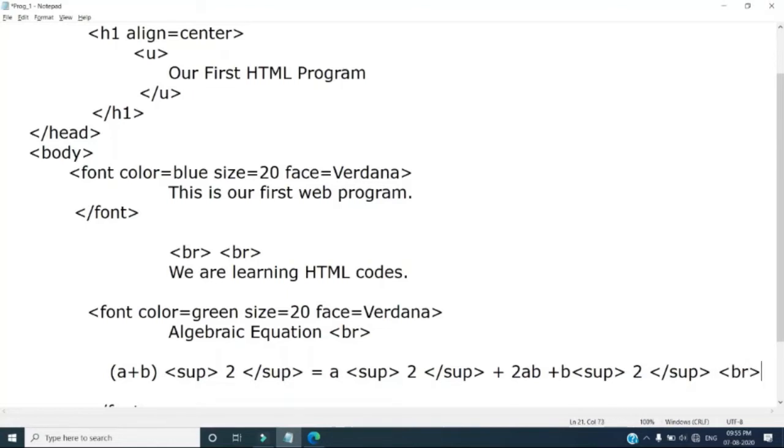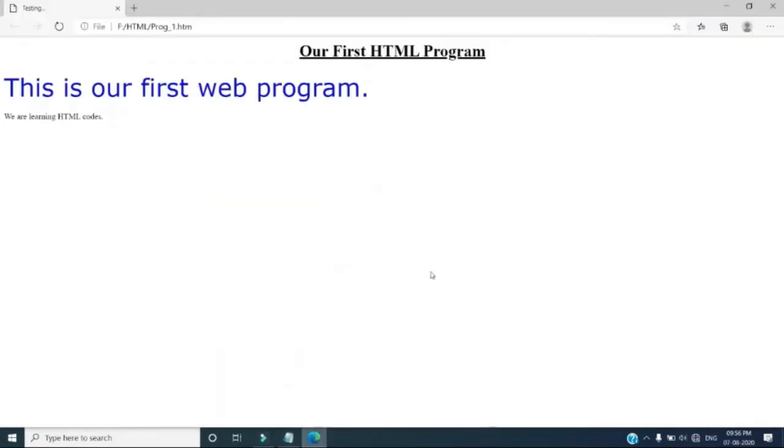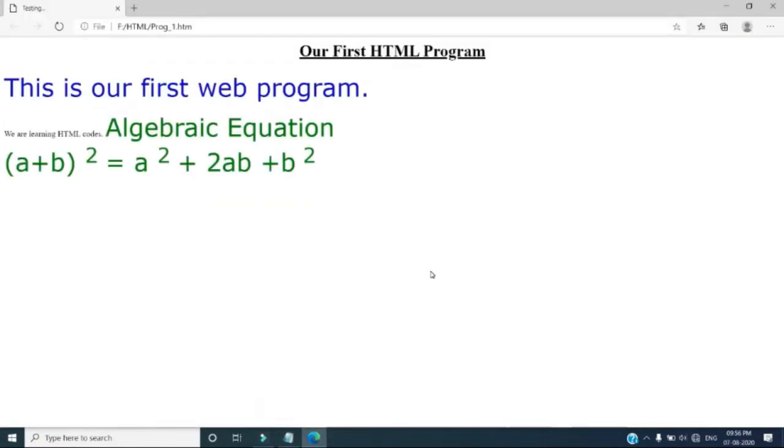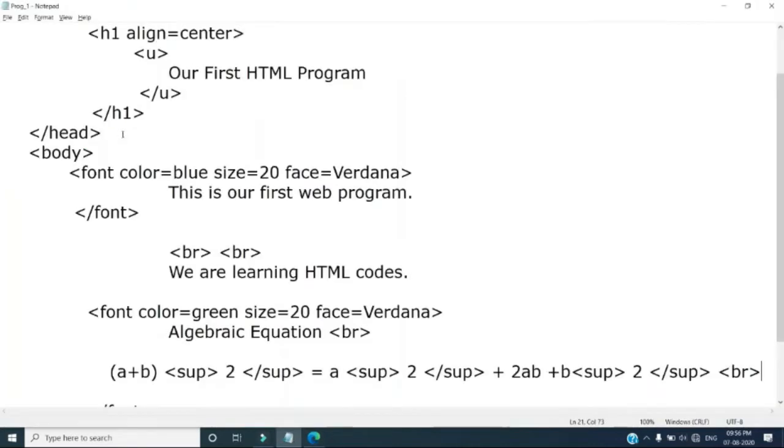Now let's see our output. Our output is: algebraic equation (a + b)² equal to a² + 2ab + b². These two lines are coming together because we have not used any br in between them. After this line, this is our first program, we are learning HTML codes. After this we can add a br such that the line should be broken.